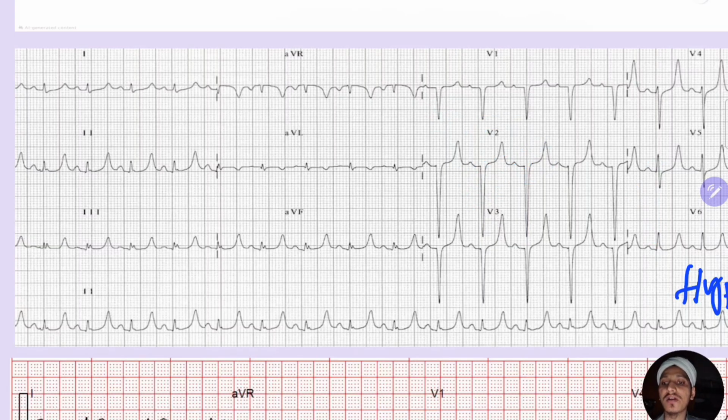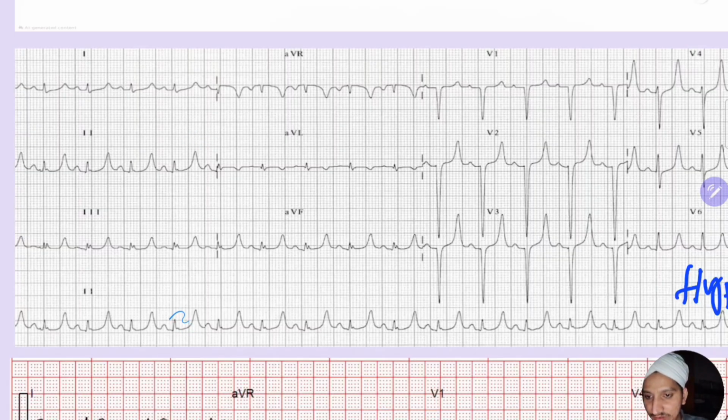Now we'll see by the Cornell criteria. In aVL you see it is 1 mm. Now V3, you see how much, there is no R wave in V3. So Cornell criteria is also not fulfilled. So chamber abnormalities as such we are not able to see.